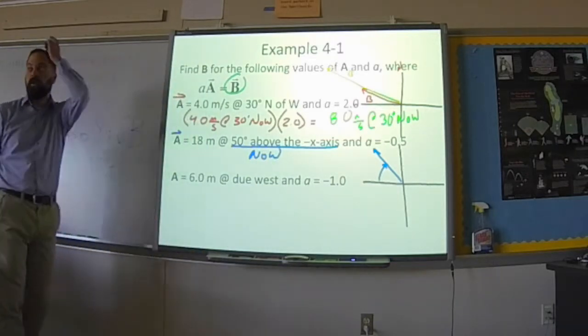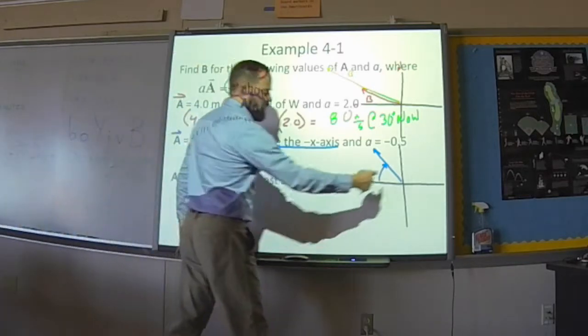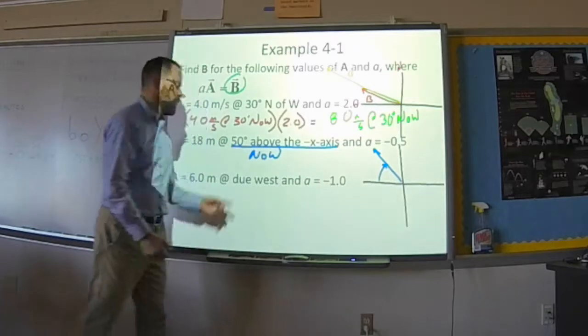In fact, I think that's easier to write out because it's above the positive and negative x-axis or whatever. The negative x-axis and above it is the same thing as saying north of west.